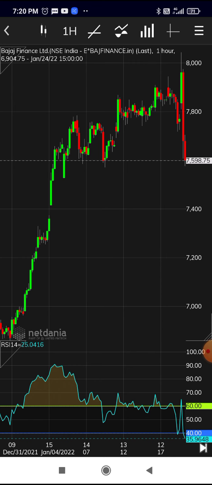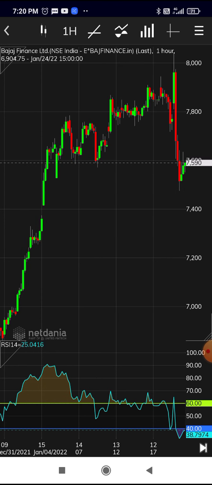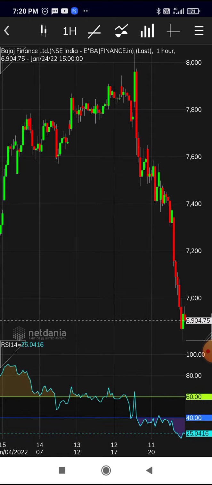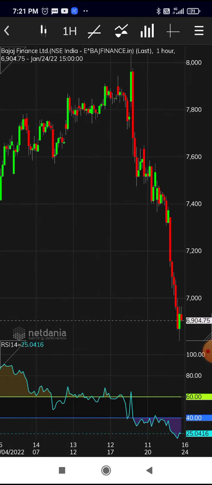So here at this stage, the Bajaj Finance was 7,600. It had already fallen from 8,000, but the RSI went below 40 only when it was 7,600. So this was a support region also, you can see, but since the RSI had gone so low, it was more likely that it was going to fall. And then you see what happened next. It kept on falling, and today it is at 6,904. So from 7,600 it has come down to 6,900. 700 points fall you have got.